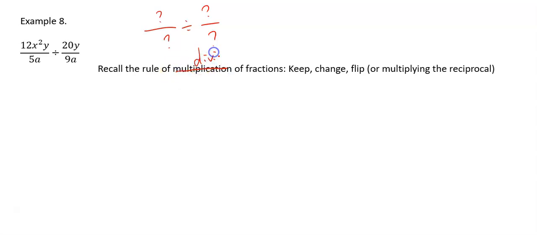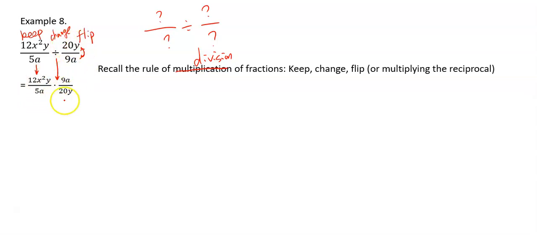The rule of division of fractions is keep, change, flip. So we're going to keep the first fraction, the whole thing, and then change division to multiplication, and then flip the next fraction, top to bottom, bottom to top. So this is what we have now. The first fraction, we keep it. We don't make any changes. Division, we change to multiplication, and then we flip top to bottom, bottom to top. So we got 9a now as our numerator, 20y as the denominator.